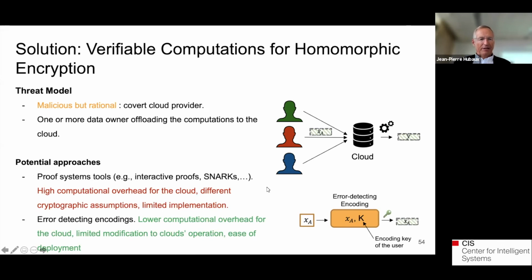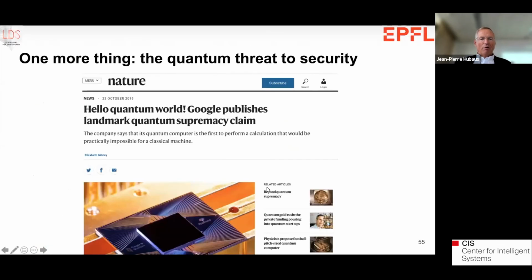One more thing is the quantum threat. Soon, quantum computers are, well, we don't know exactly when, but quantum computers are going to become operational, and quantum computers, as you may know, will break all the asymmetric crypto that is used nowadays in the internet.